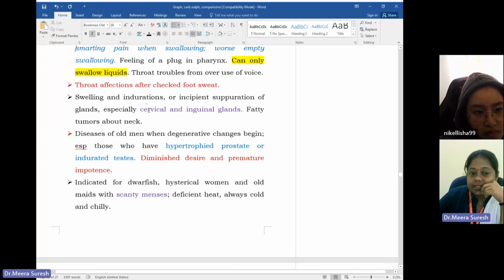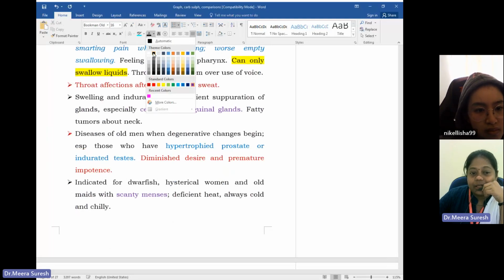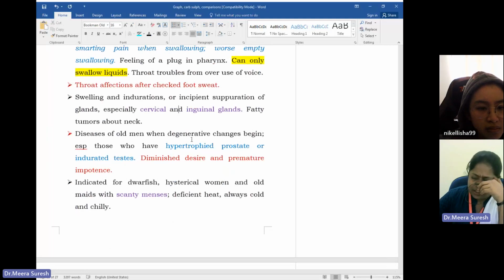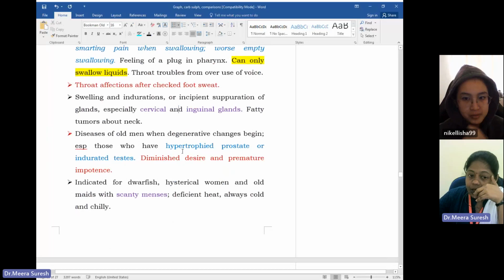There can be swelling and indurations, especially of the cervical and inguinal glands. Swelling we can connect to the throat complaints of the child, tonsillitis, adenoids, etc. But when we go towards indurations in the cervical and inguinal glands, we are mentioning a cancerous condition. And Baryta Carb in the elderly can be given for indurations, especially of the prostate and testis. So again the glands' cancerous condition: Graphites, Baryta Carb, and also Carbo Animalis. They have degenerative changes, hypertrophied prostate or indurated testes with diminished desire and premature impotence.